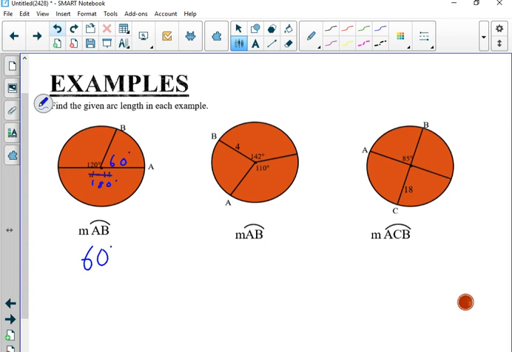Moving on. If we add 142 and 110 and subtract from 360, we get 108. Why 360? Because that's a full circle. So the measure of AB is 108 degrees.